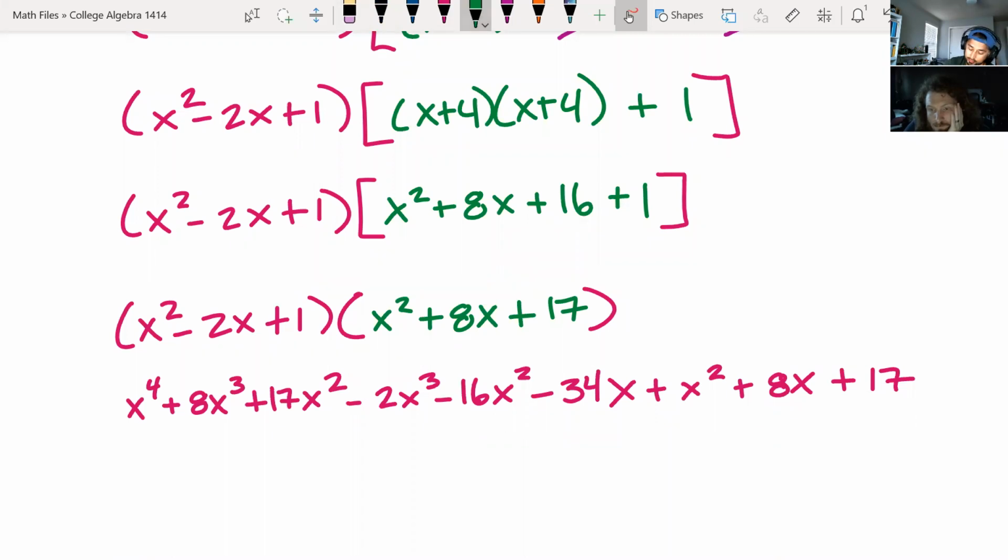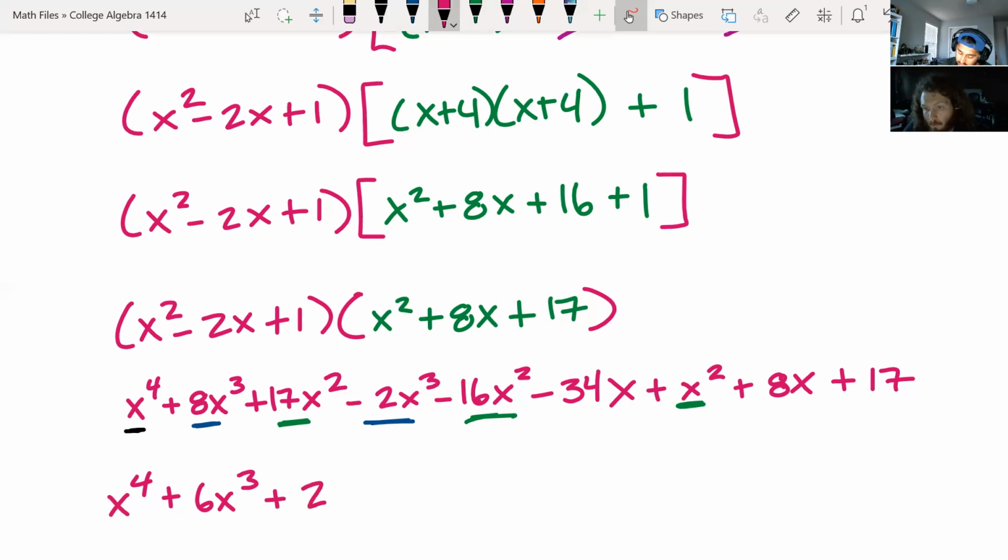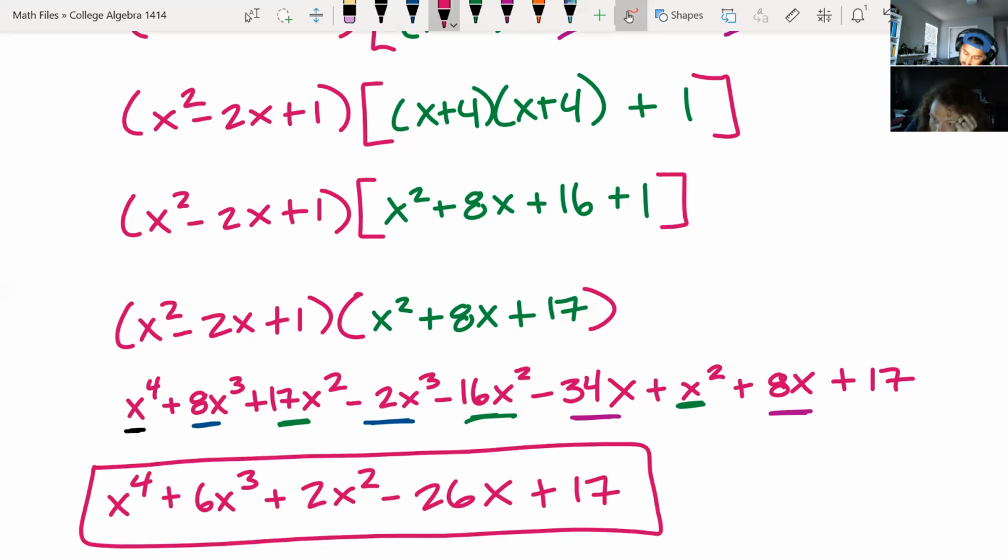And just combine like terms. So here, x to the fourth, no other x to the fourth, so that's coming down. And then next is cubes, 8x cubed, negative 2x cubed. This would give us 6x cubed. And then squared, 17, 16, and 1x squared, that's 17, 16, 1, 1, so we get 2x squared. And then last is x's, negative 34 plus 8, negative 26x, plus your constant. And there it is, guys.